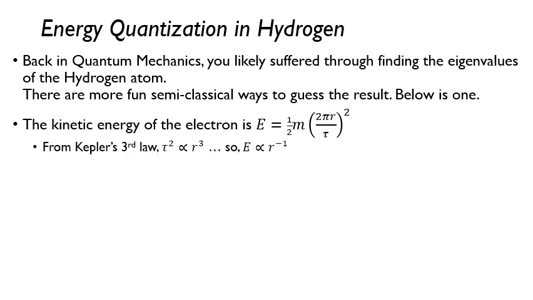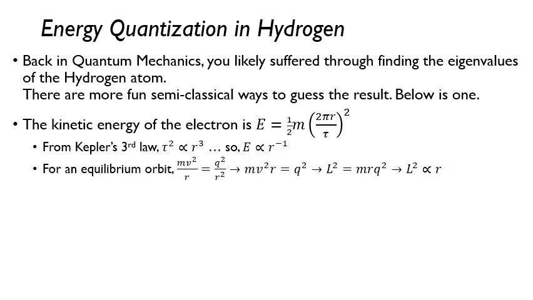From Kepler's third law, we know that the period squared is proportional to the radius of the orbit cubed. And so in the equation here, we have the period squared in the denominator, and so we can plug in the radius cubed, and you see the scaling is that the energy of our orbit goes something like 1 over the radius. If we're in an equilibrium orbit, then forces are going to be balanced.